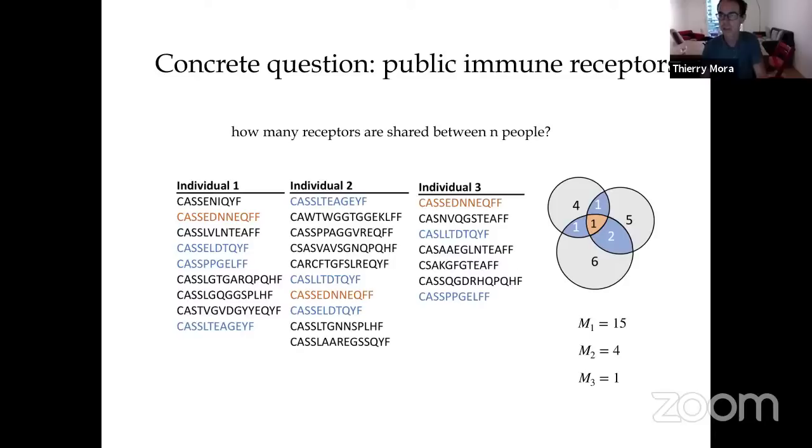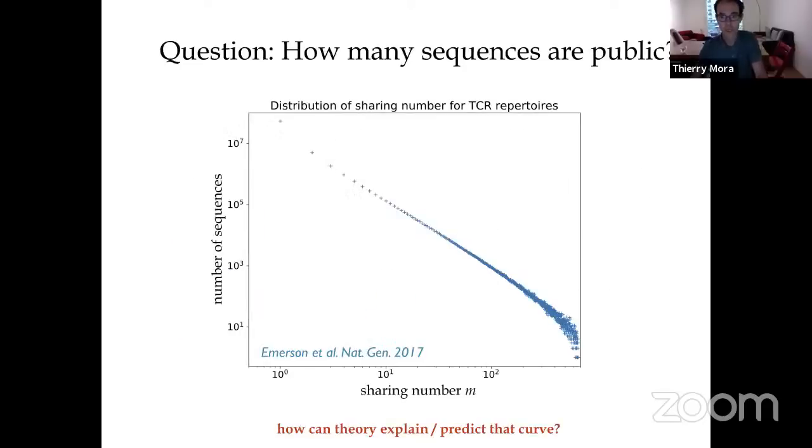You can actually do this in real data, on a cohort of more than 600 people, and you can plot the experimental results. This is what you get. You can see that the vast majority of sequences is actually private, but then you also get quite a large number of sequences that are shared by everyone. These are the ones at the right end of the spectrum, and pretty much everything in between. Here, we observe this kind of nice power law.